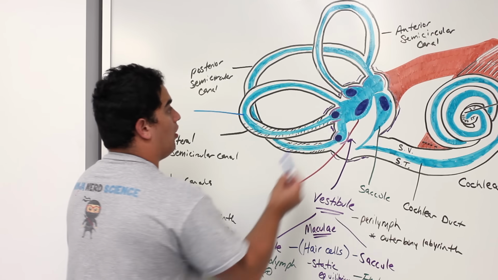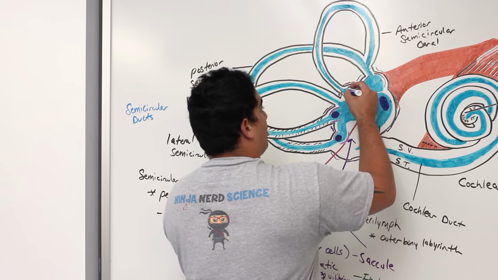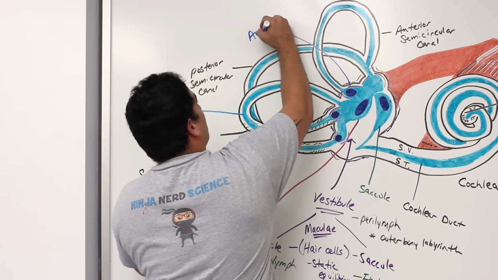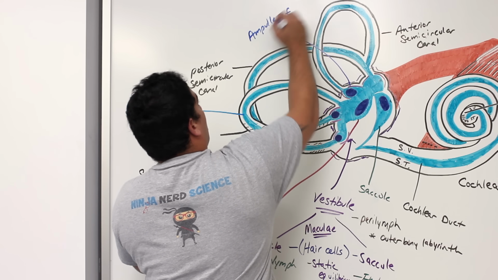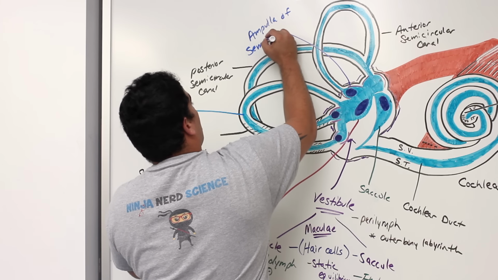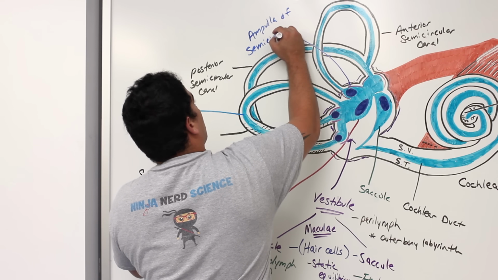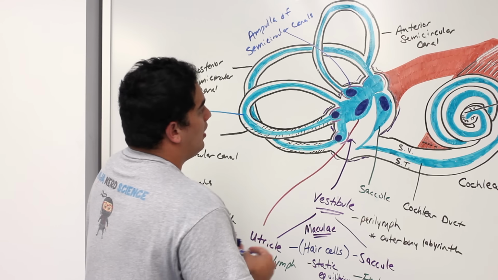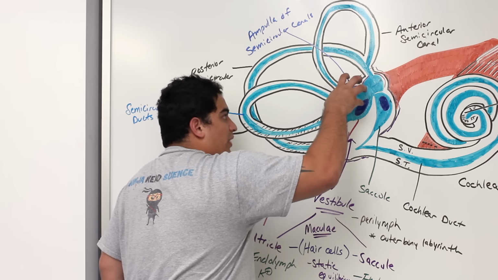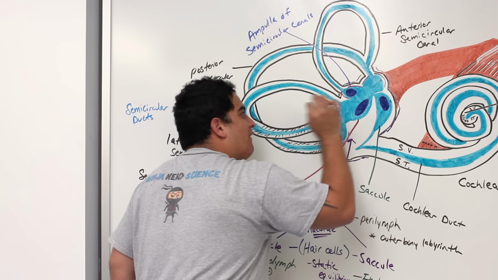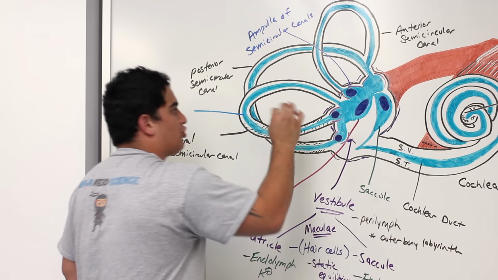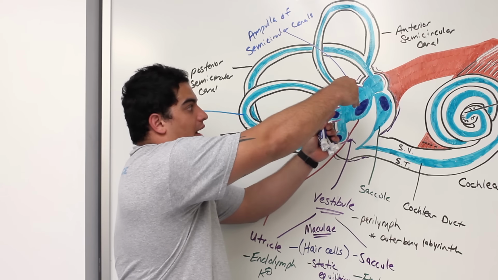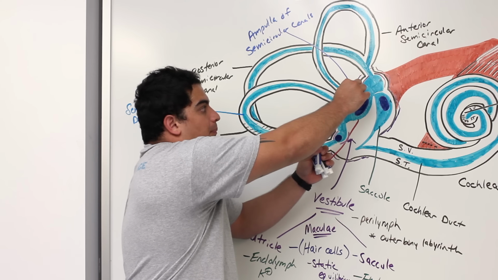So what did we say this part right here was called? These little dilated regions are called the ampulla of the semicircular canals. That dilated region there consists of a very, very special structure. So at the ampulla of the semicircular canals, that dilated region right there, there's the semicircular duct right there.